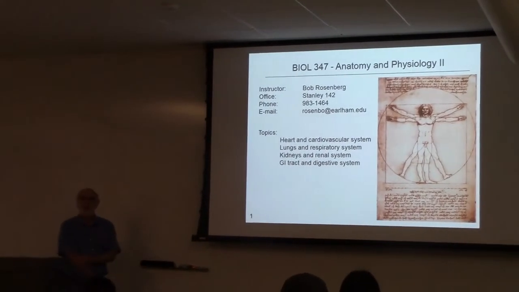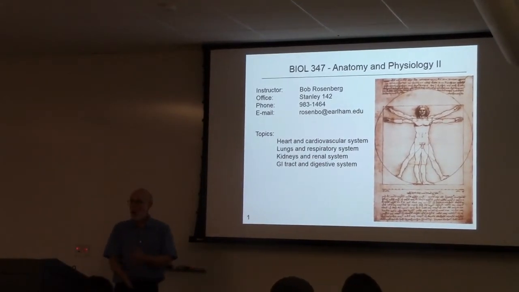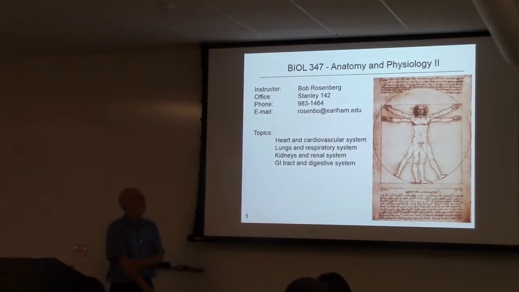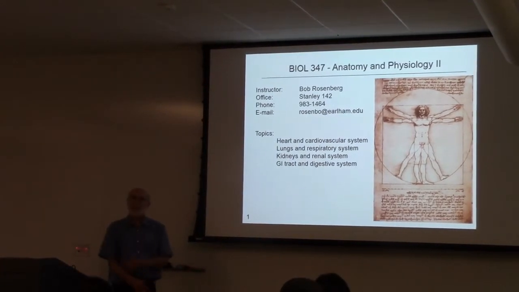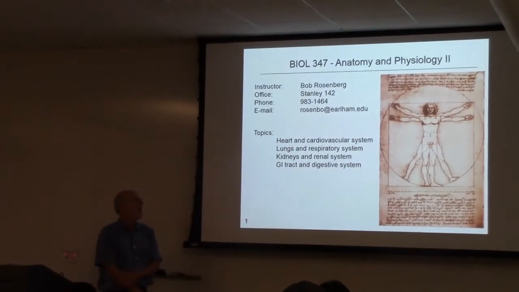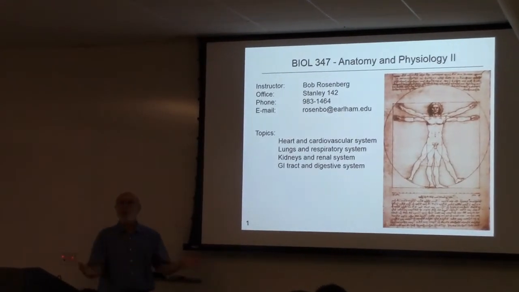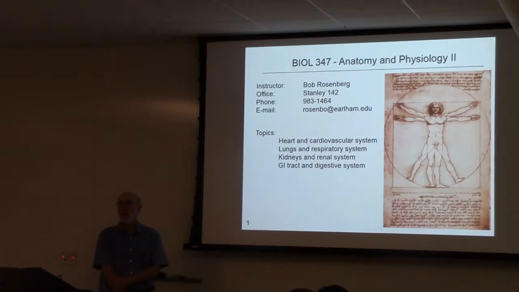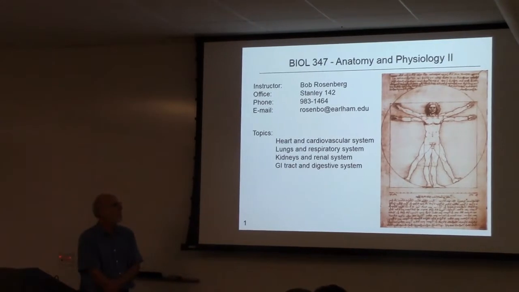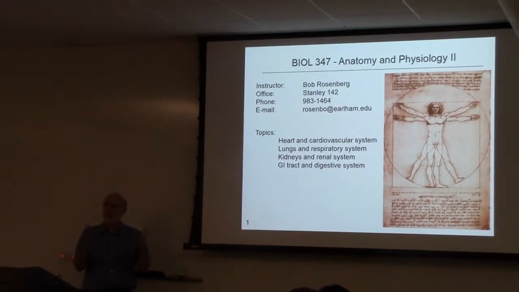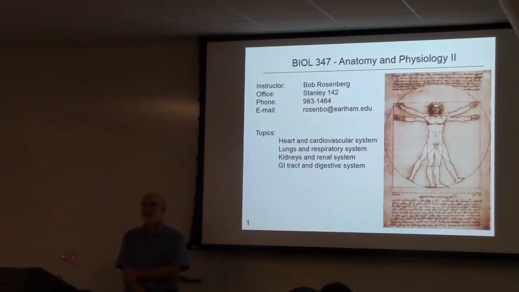So A&P II focuses on the heart and cardiovascular system, the lungs and the respiratory system, the kidneys and the renal or urinary system, and all the organs of the gastrointestinal tract and digestive system. That's the focus. A&P I, some of you already know, focuses on the nervous system and the endocrine system and the brain and nerves and muscles. But that's not a requirement for this class. A&P I is not a prerequisite for this class.